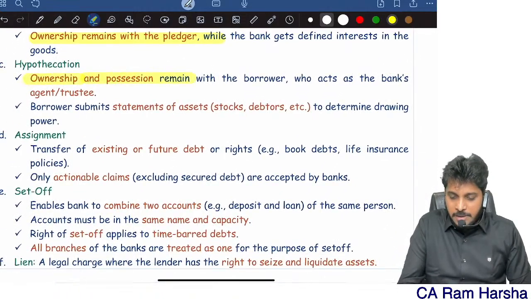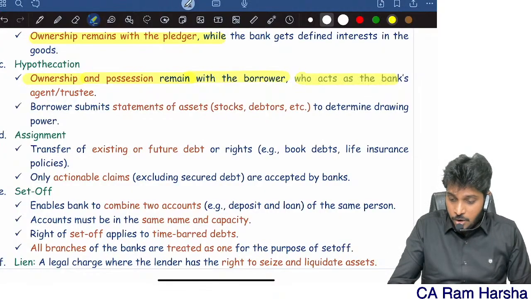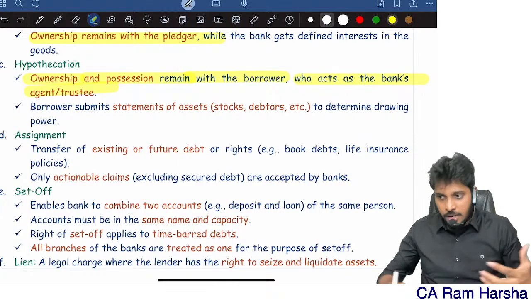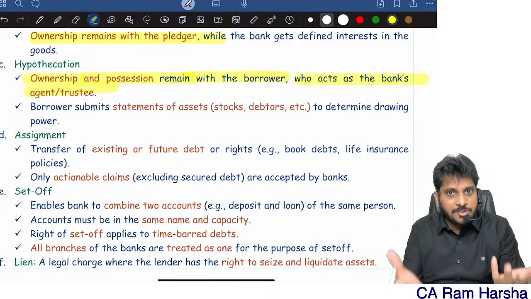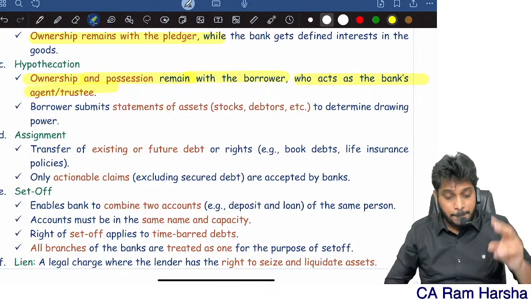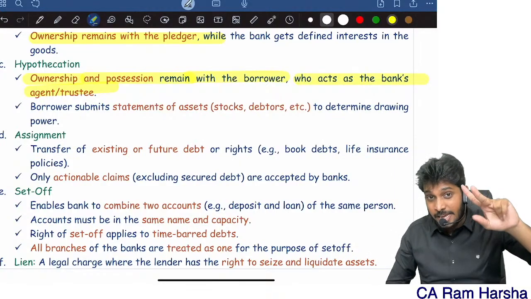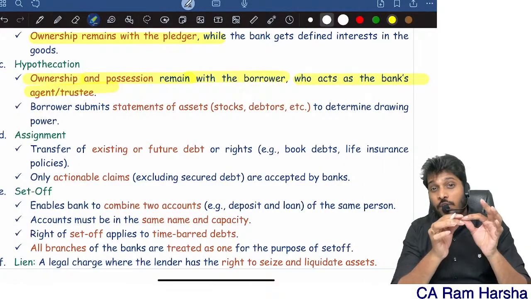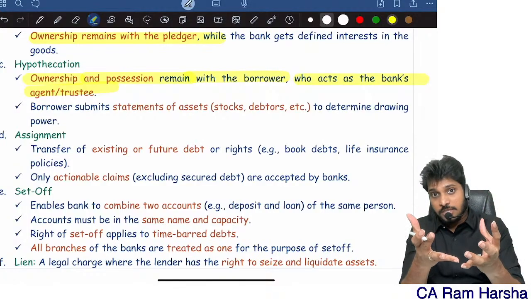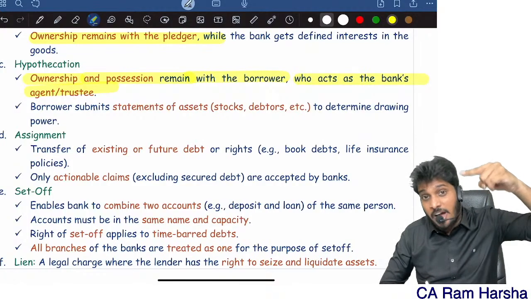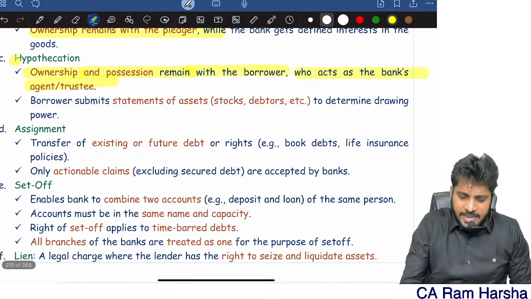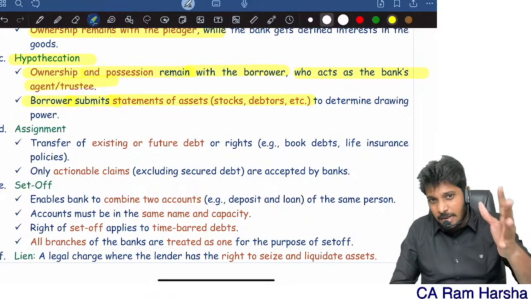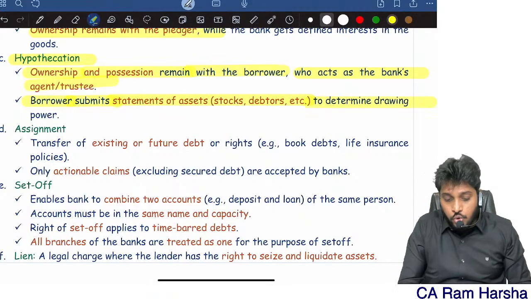Hypothecation: ownership and possession remain with the borrower, for example house, vehicle loans, bike loan, car loan. If you get a bike loan or car loan, the vehicle will be with you only, no? That's called hypothecation. Pledge and hypothecation are both on movable items. In pledge, goods are given to the banker. In hypothecation, goods stay with you. OD, overdraft, cash credit, inventory loans, these are all working capital loans, generally in the form of hypothecation. In hypothecation, the borrower submits periodic statements of assets and liabilities, stock statement, debtor statement, to determine drawing power.